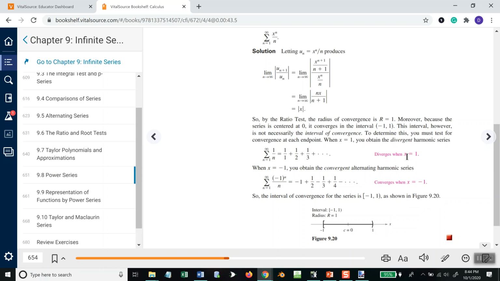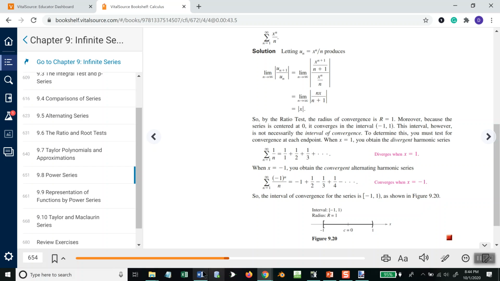And so what you do for, like, x equals 1, you plug in 1 for x, and you take a look at what it does. This one would be a divergent harmonic series. So this is a harmonic. Here you plug in -1. And when you plug in -1, this becomes a convergent alternating harmonic series.